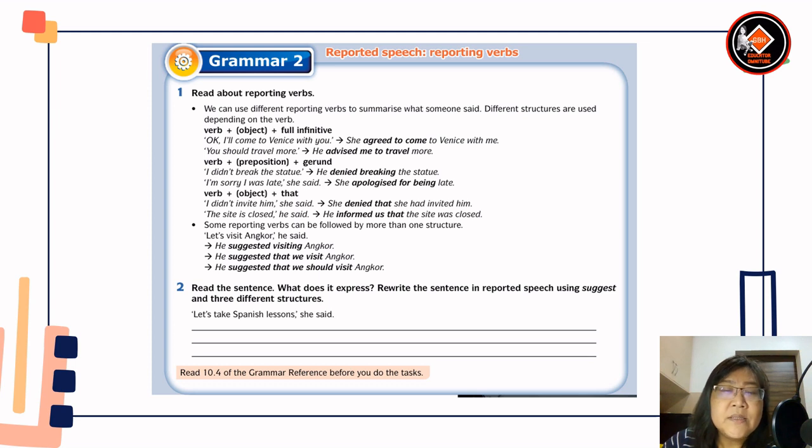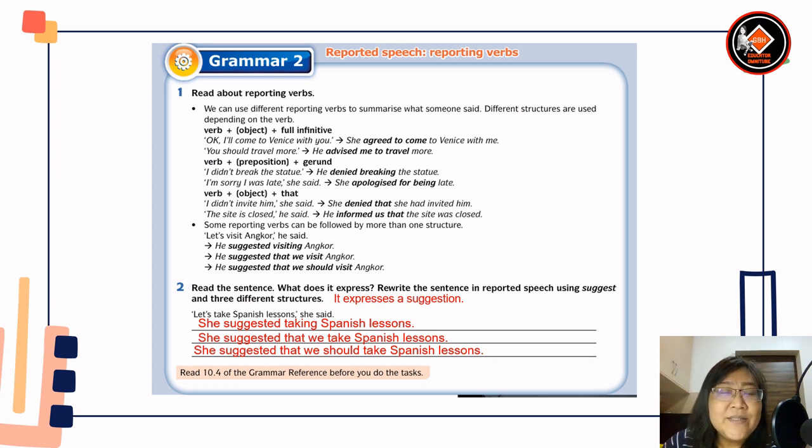Now read the sentence. What does it express? Rewrite the sentence in reported speech using suggest and 3 different structures. "Let's take Spanish lessons," she said. So here, what does it express? It expresses a suggestion. So rewrite the sentences. She suggested taking Spanish lessons. She suggested that we take Spanish lessons. She suggested that we should take Spanish lessons. So dear students, remember, read 10.4 of the grammar reference in your textbooks before you do the task.